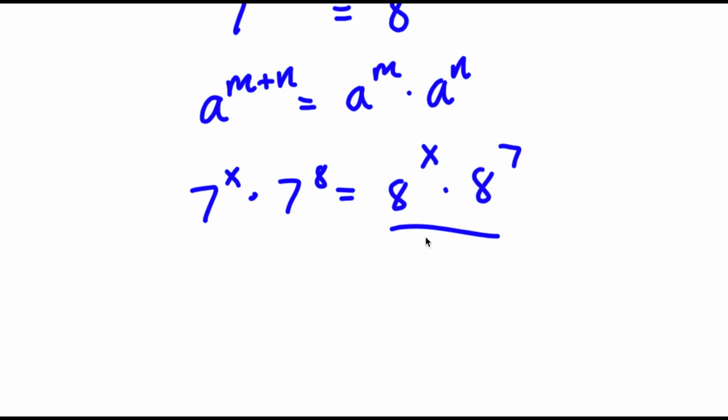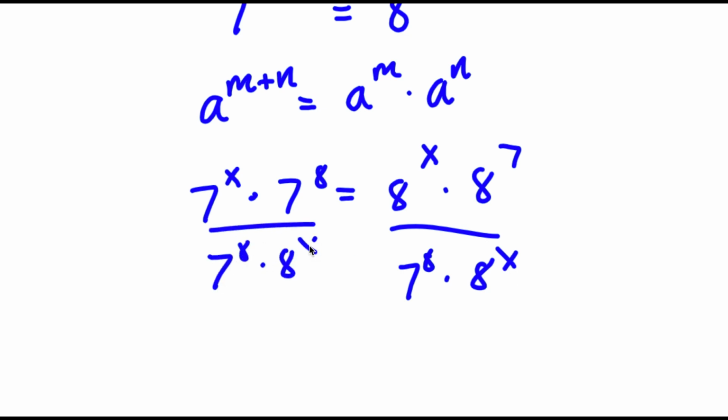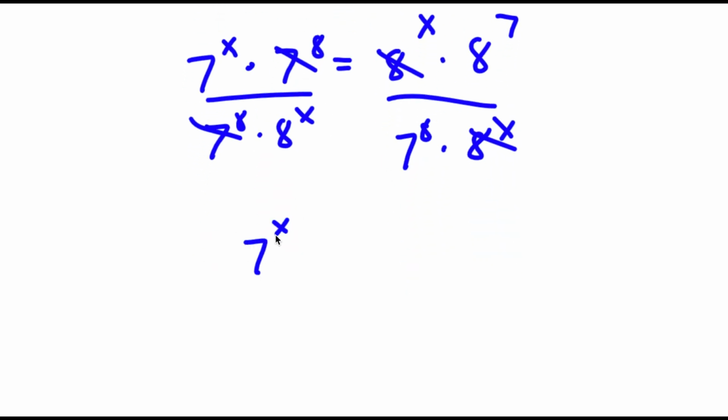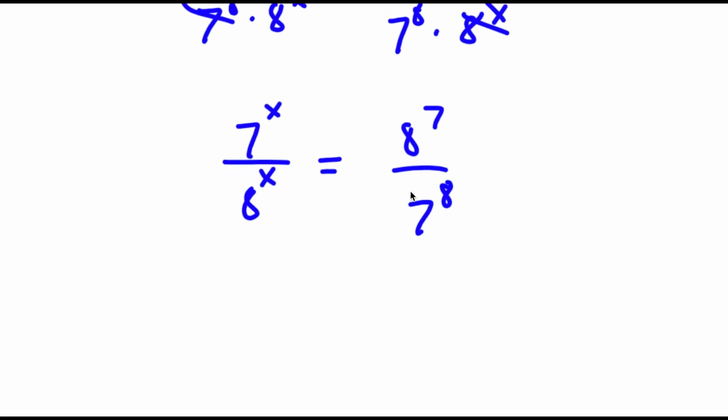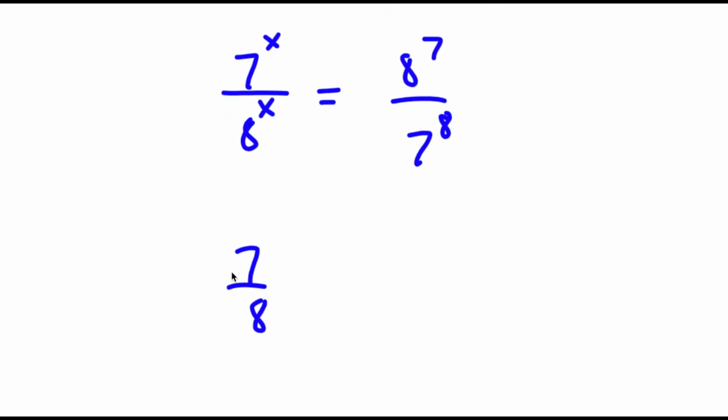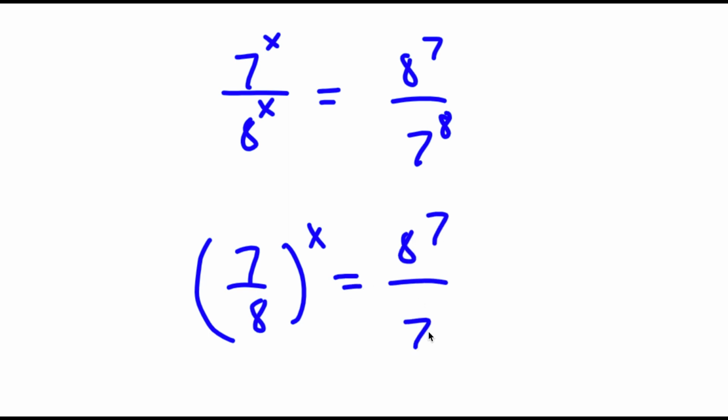Now I'm going to divide both sides by 7 to the power of 8 times a to the power of x. So then these two cancel out, and these two cancel out, and I'm left with 7 to the power of x over a to the power of x is equal to a to the power of 7 over 7 to the power of 8. Now this is the same thing as (7/8) to the power of x is equal to a to the power of 7 over 7 to the power of 8.